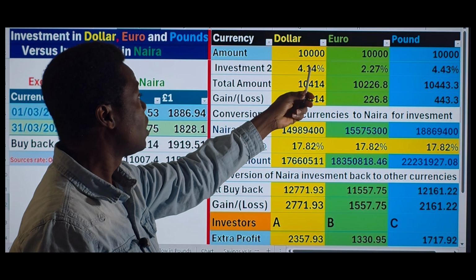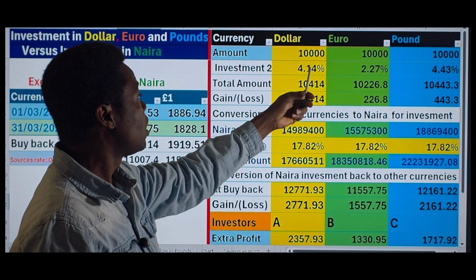When he does that, the total amount he will realize from the investment will be 17,660,511 naira. For investor A to be able to compare the total amount he realized from investing in Nigeria Treasury bill with the amount he realized in investing in America Treasury bill, he will need to convert this 17,660,511 back to dollar by looking at the exchange rate as at the ending of this investment.